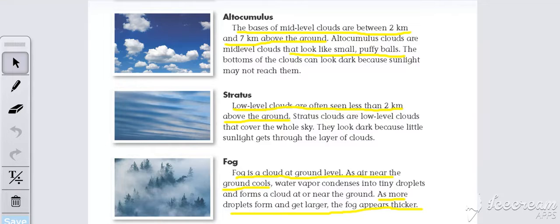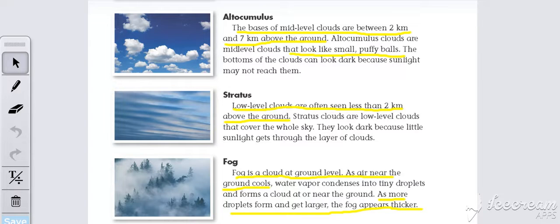The third type that we have is altocumulus. They are middle-level clouds, by the way. They are between 2 kilometers and 7 kilometers above the ground. By the way, they look like small puffy balls, small balls of clouds. You see them many times in the year.